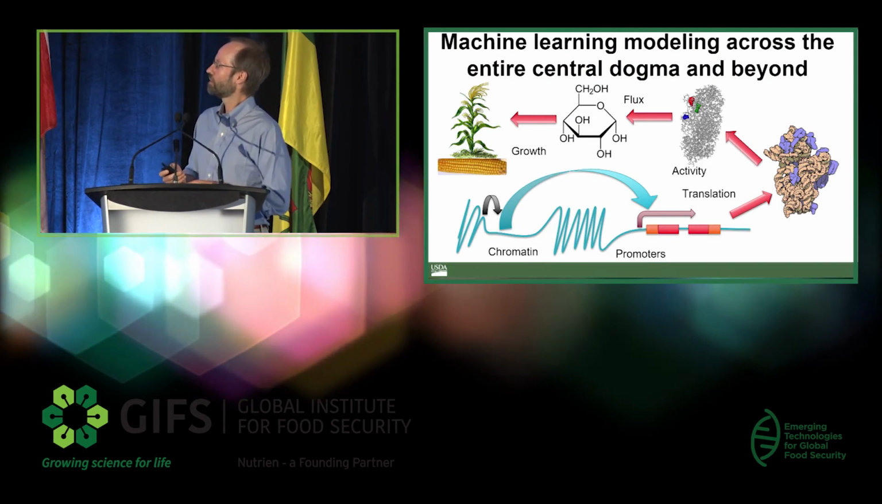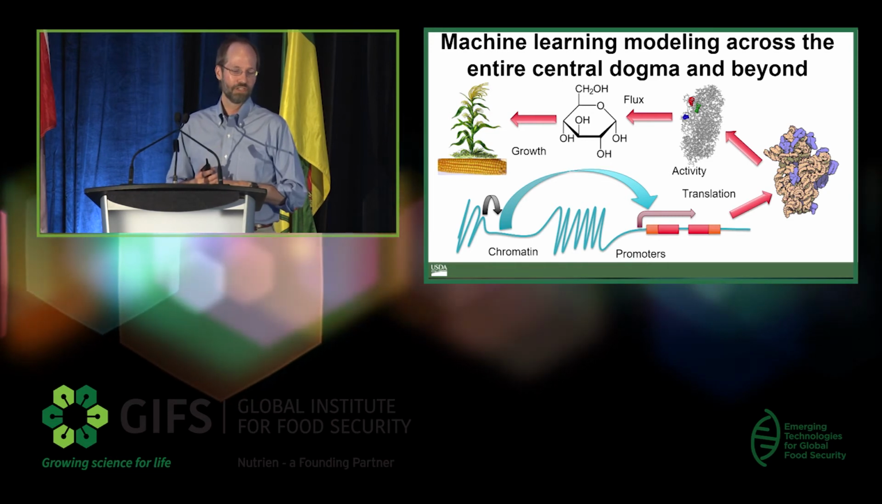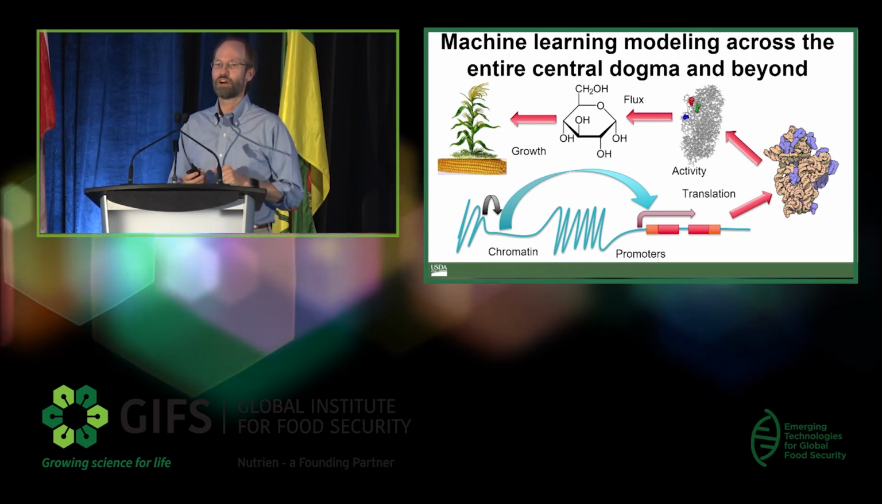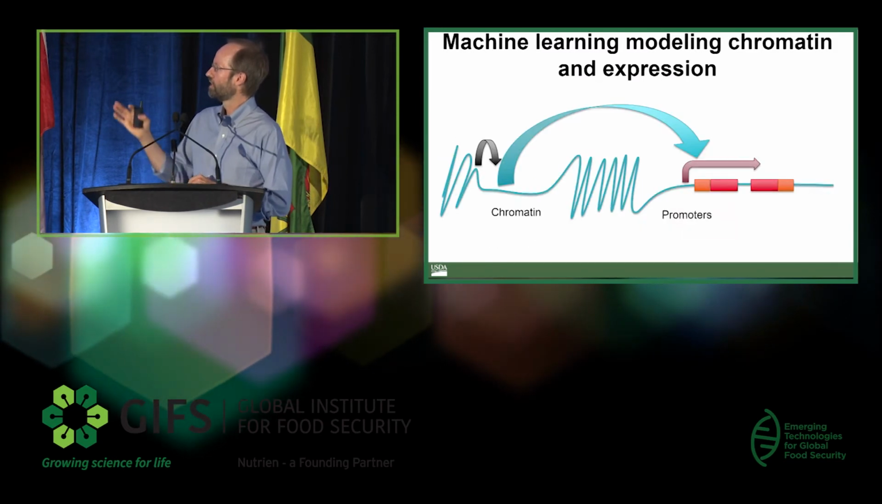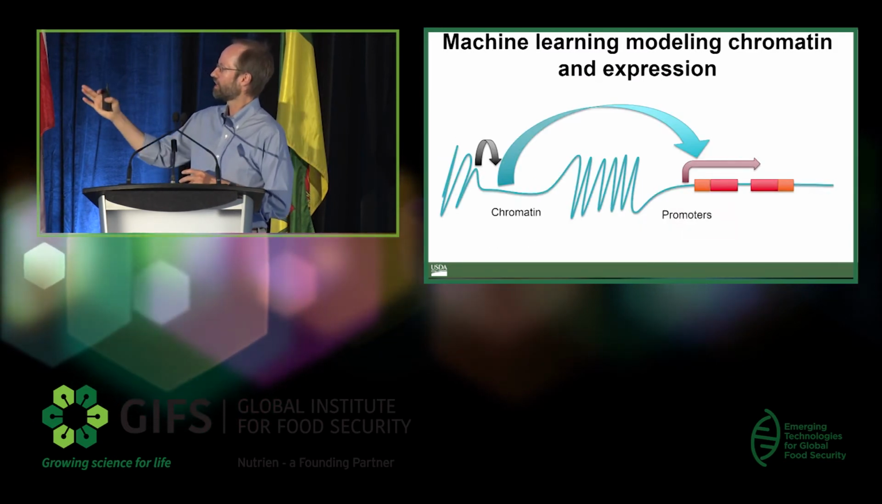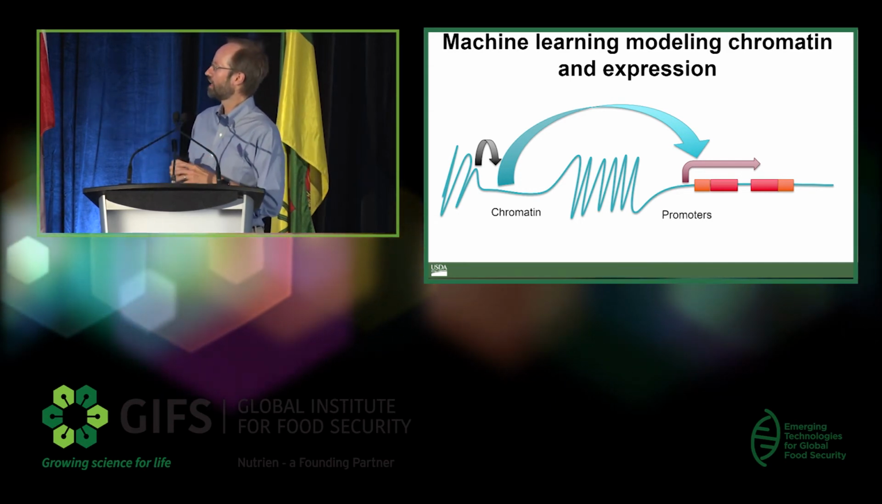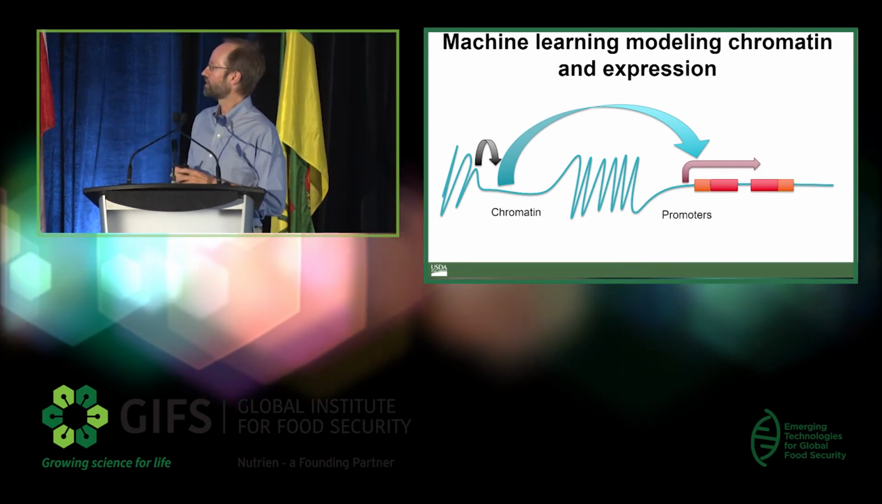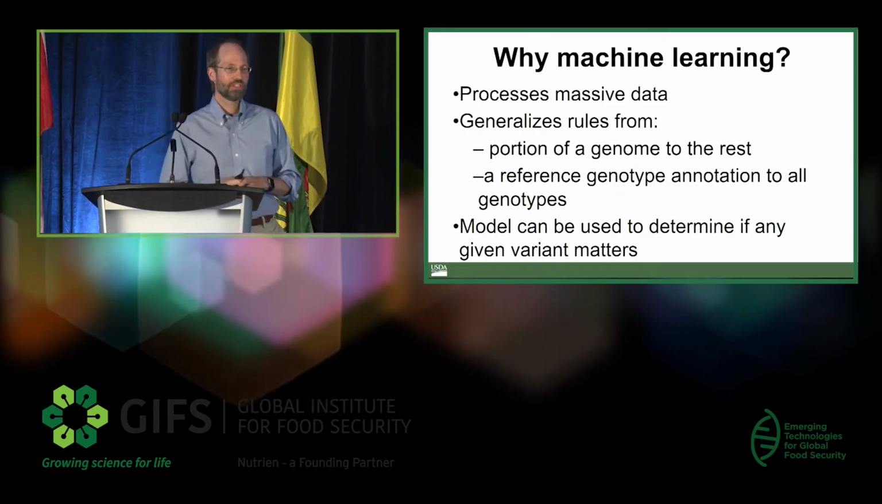And so what we're doing is machine learning essentially across the entire central dogma. But what I'll be talking to you about today is the machine learning we're doing to understand chromatin, which is how DNA folds up, and how we use machine learning to understand the expression of genes. And so why are we using machine learning?